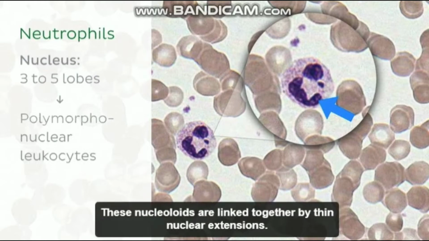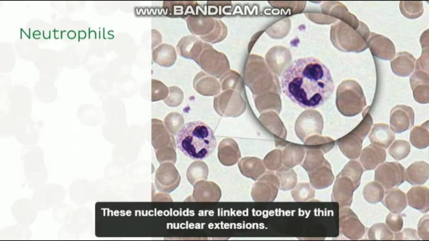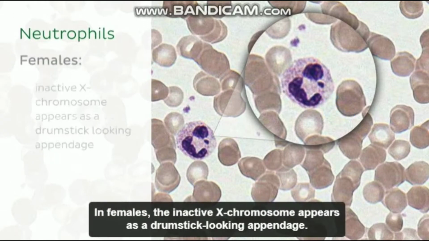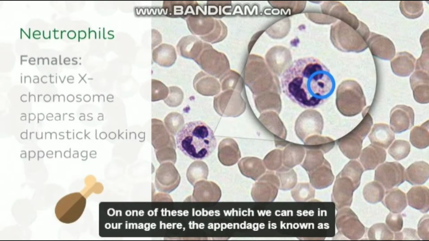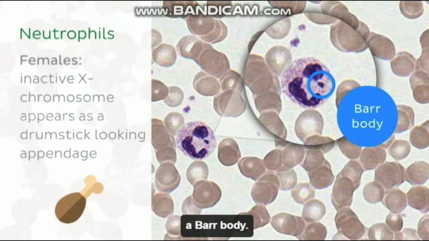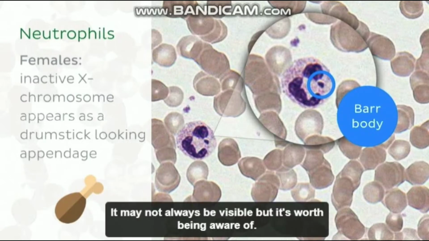These nuclear lobes are linked together by thin nuclear extensions. In females, the inactive X chromosome appears as a drumstick-looking appendage on one of these lobes, which we can see in our image here. The appendage is known as a bar body. It may not always be visible, but it's worth being aware of.